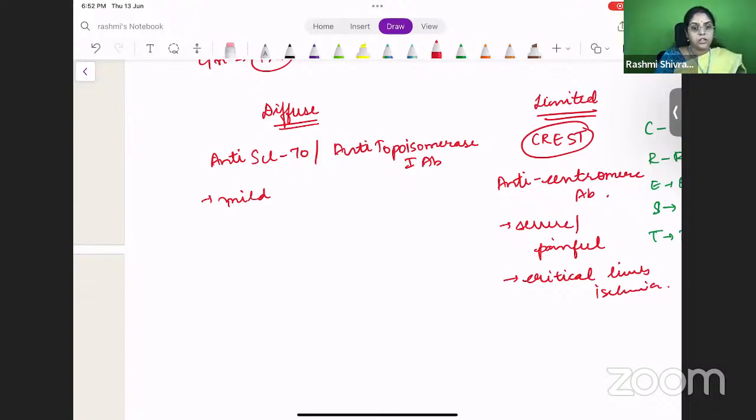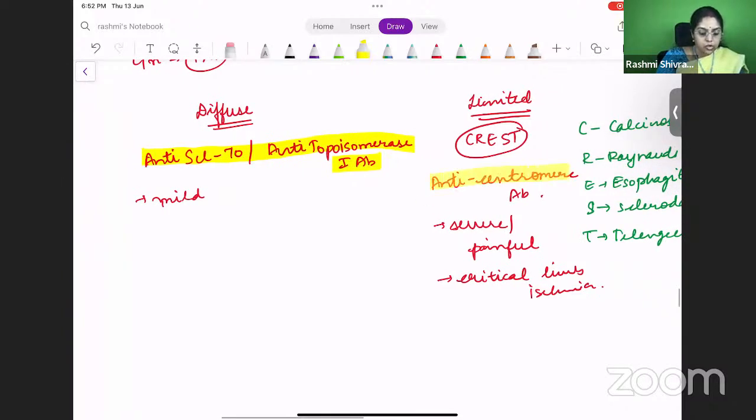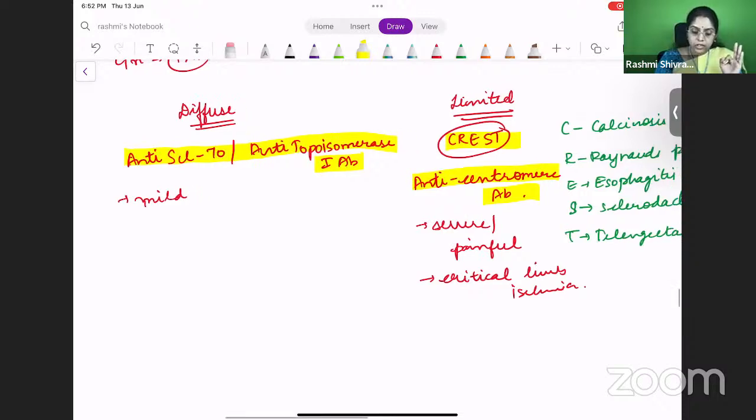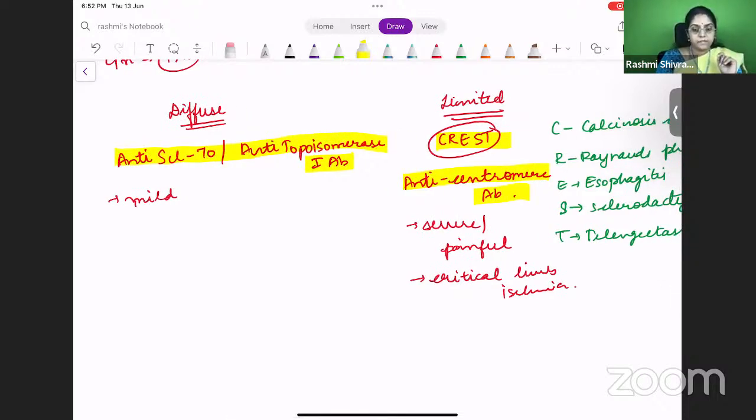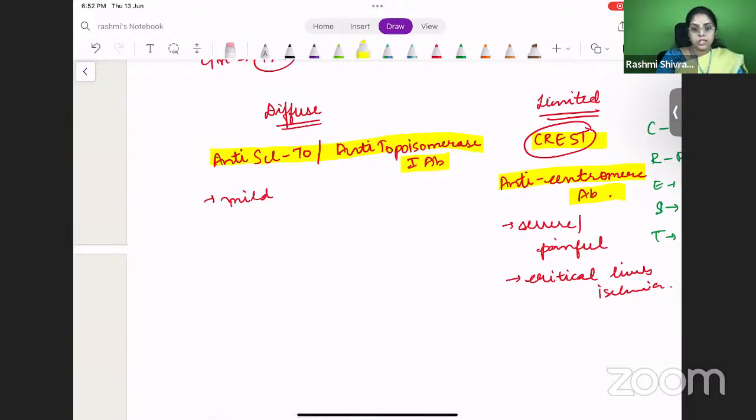The important findings are, the antibodies: in diffuse variety you have anti-SCL70 or anti-topoisomerase 1 antibody, whereas in limited variety you have the anti-centromere antibody. And you have to remember the CREST syndrome, which is calcinosis cutis, Raynaud's phenomenon, esophagitis, sclerodactyly, and telangiectasia. Okay, yes. So the answer for this question is esophageal dysmotility.